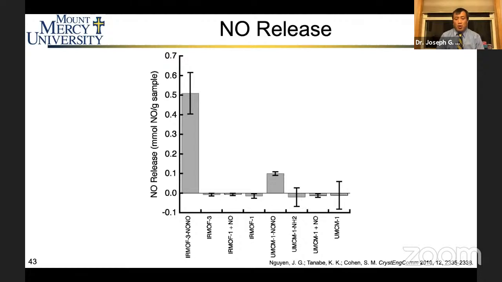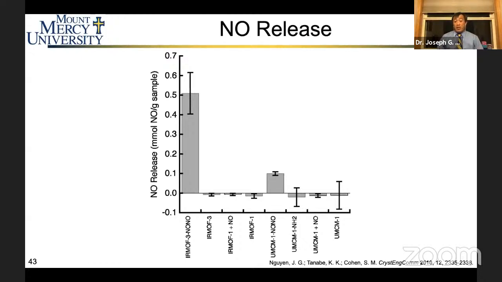What did we do here? We used what's called the Griess analysis. We dissolved this in water, converted the NO to nitrite, and then added the Griess reagents to turn it pink. Then we can use UV-Vis spectroscopy to determine that.